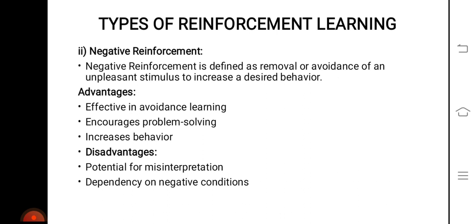And what is negative reinforcement? Negative reinforcement is defined as removal or avoidance of an unpleasant stimulus to increase the desired behavior. In order to reach that goal or behavior, we avoid the things we should not do. The negative reinforcement is defined as the removal or avoidance of an unpleasant stimulus to increase the desired behavior.